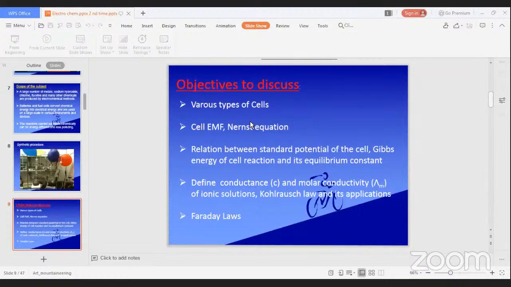So what are the objectives? We have discussed all these topics: various types of cells, EMF, Nernst equation, the relationship between delta G and K, the equilibrium constant, cell potential, E cell. And also we have to discuss conductance.